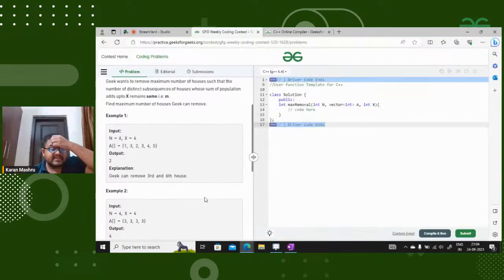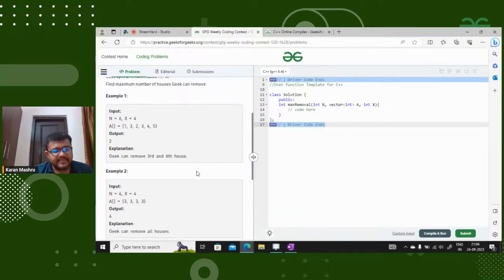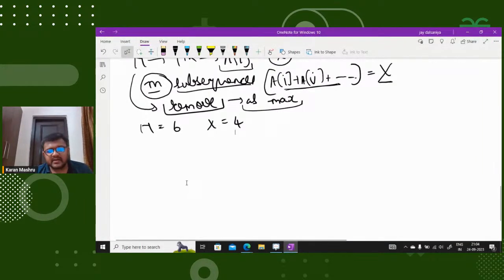So if we look at the example, n is 6, x is 4, and the elements are 1, 3, 2, 3, 4, 5. So there are 6 houses and the population in each house is given by 1, 3, 2, 3, 4, and 5. Now x is 4.